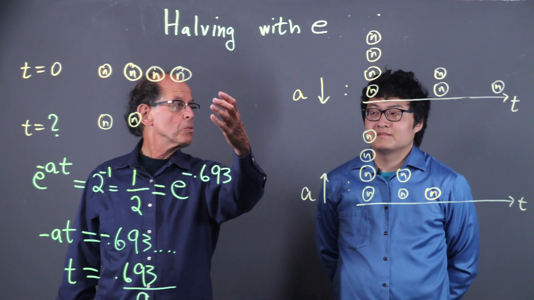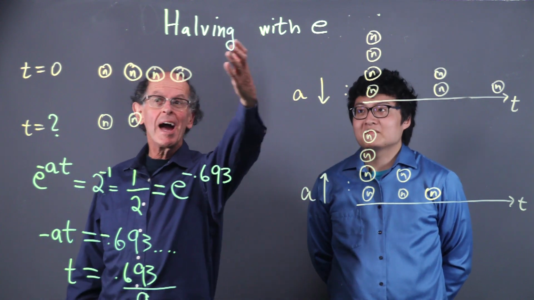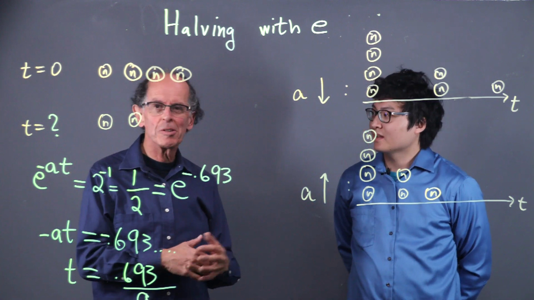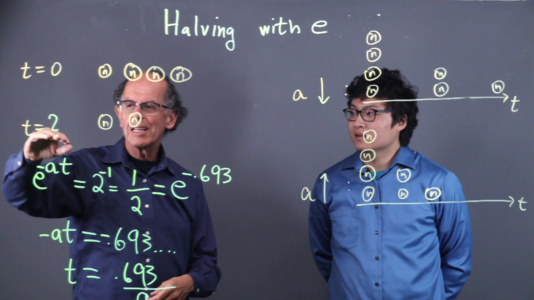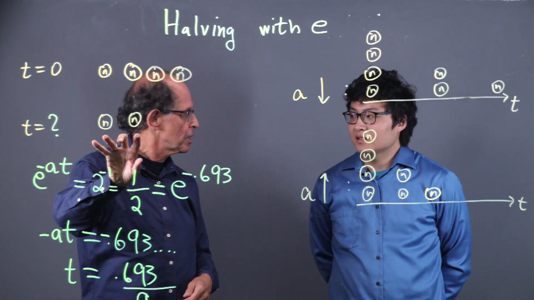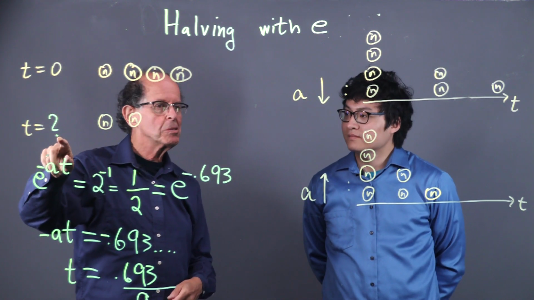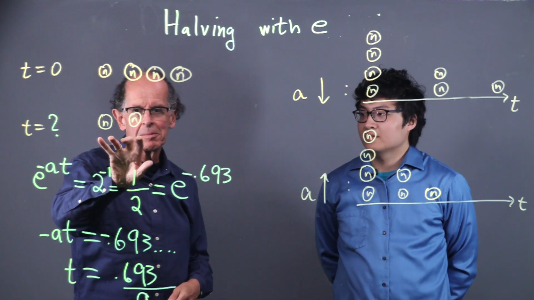Well, let's continue on. We did doubling. Let's do halving. And again, we're going to use the neutron example. We start with 4 times 0. And at some unknown time, we get 2. So that unknown time is the halving time.